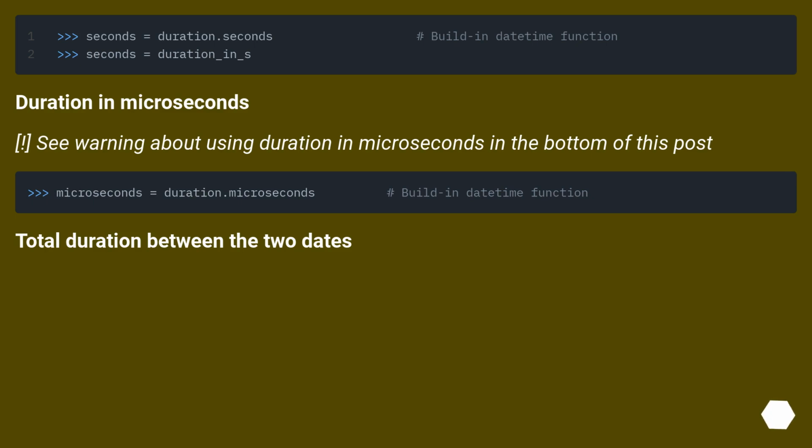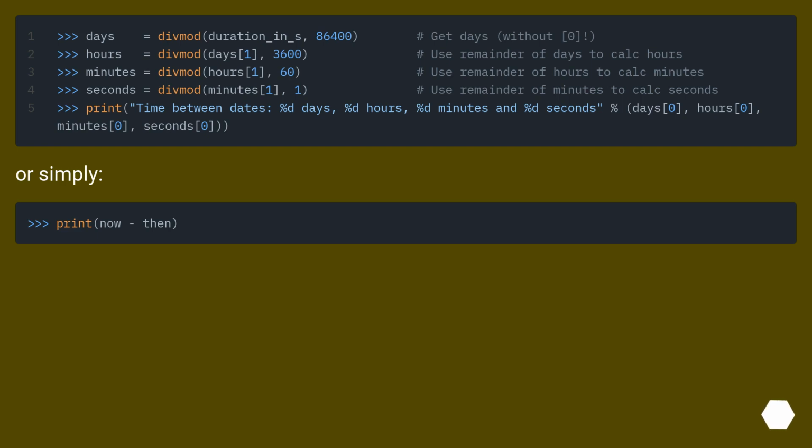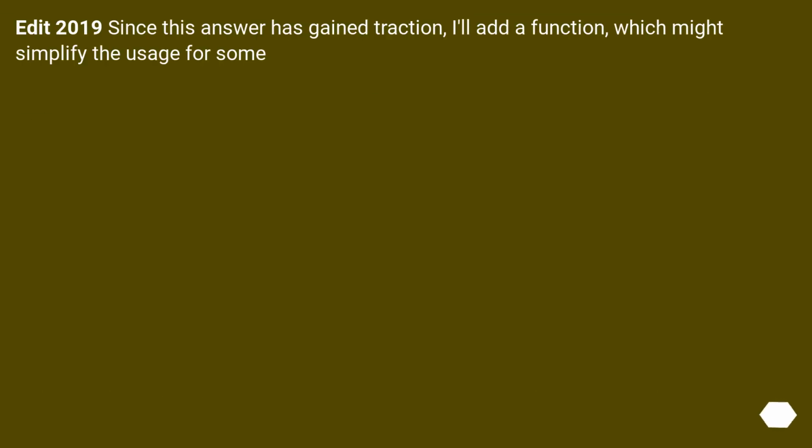Duration in microseconds! See warning about using duration in microseconds at the bottom of this post. Total duration between the two dates. Or simply, edit 2019: since this answer has gained traction, I'll add a function, which might simplify the usage for some.